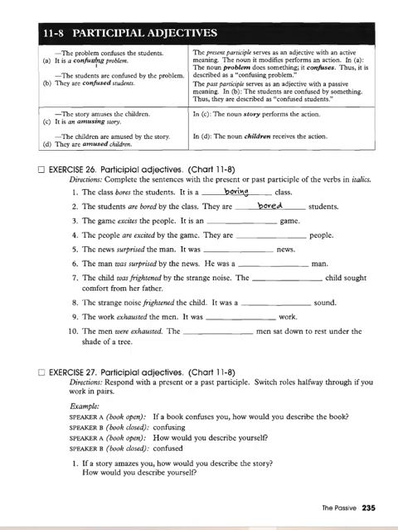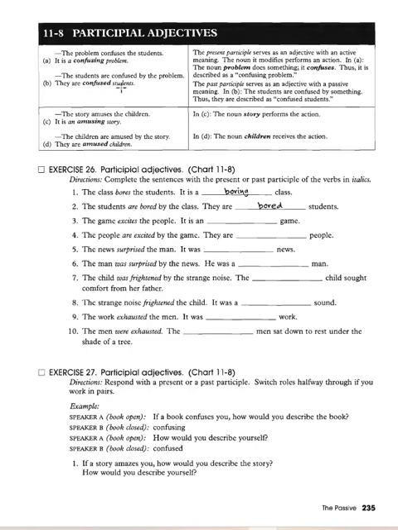Participial adjectives. So here you have the present participle serves as an adjective with an active meaning. The noun it modifies performs an action. The noun problem does something. It confuses. Thus, it is described as a confusing problem. The past participle serves as an adjective with a passive meaning. The students are confused by something. Thus, they are described as confused students.